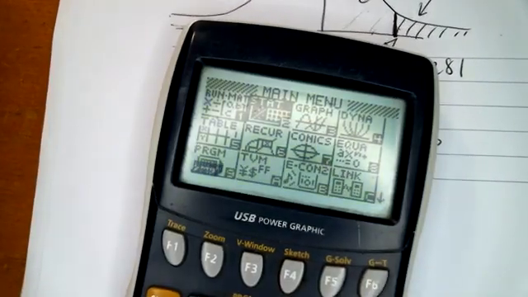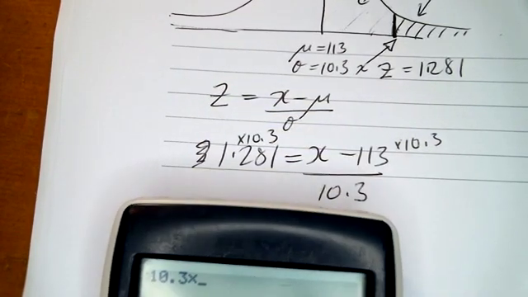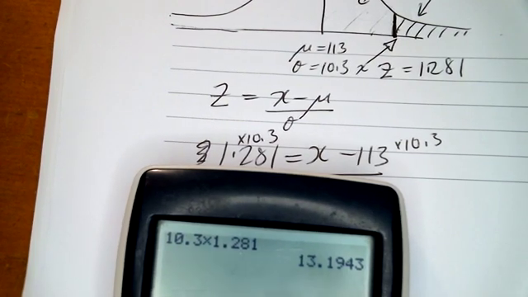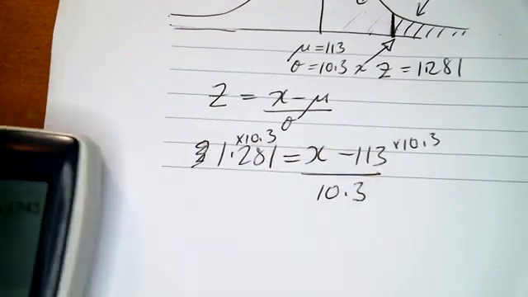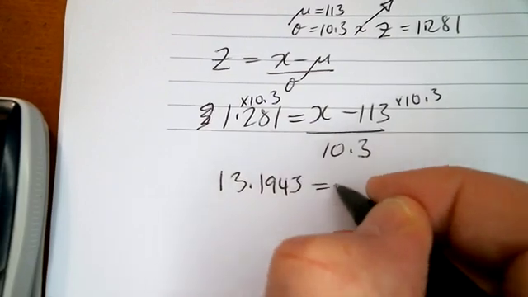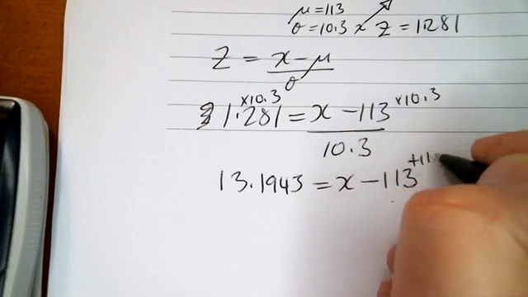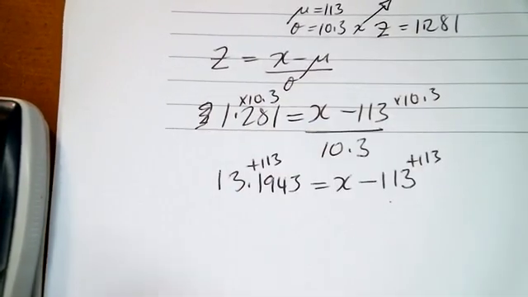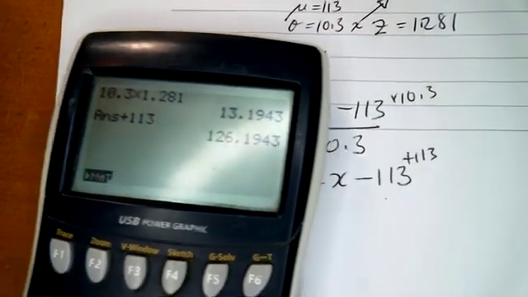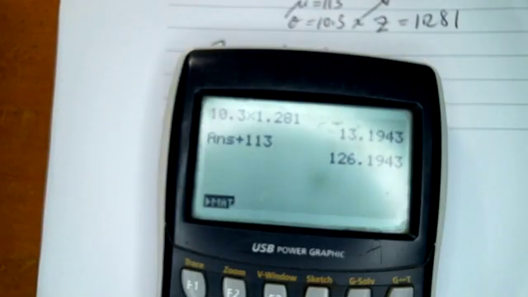Here we go, so I'll put that there. So I've got 10.3 times 1.281, and I'm going to end up with 13.1943. So I've got 13.1943 is equal to X minus 113. So I'm going to add 113 to both sides. See how nice and simple this is, yeah? So plus 113 is equal to 126. Sorry, it's out of focus. Go back and focus. So good.